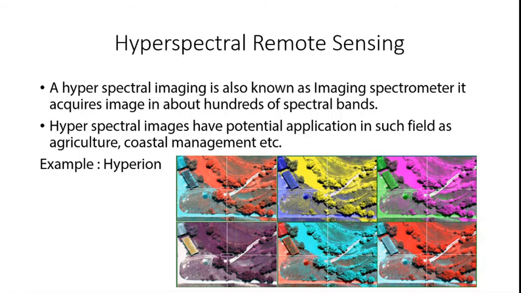Fourth one is hyperspectral remote sensing. This type of remote sensing is used in large fields because it has hundreds of spectral bands which you can't get in multispectral or superspectral. It has potential applications in agriculture, coastal management, forest, urban development, land cover and land use. In all these fields it has potential because it has hundreds of bands which can be changed to detect any phenomenon on the earth. Hyperion is a perfect example of hyperspectral remote sensing.